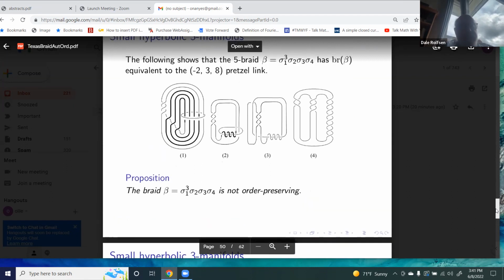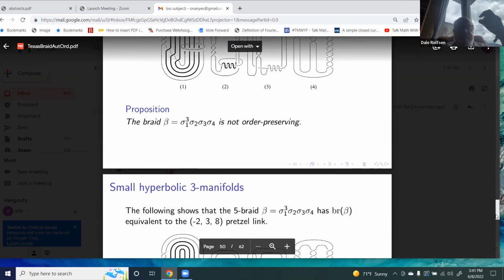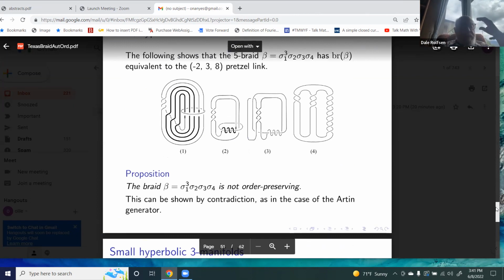On the other hand, that braid, sigma 1 cubed, sigma 2, sigma 3, sigma 4, is not order preserving. We see that by a calculation, argued by contradiction, as in the case of the Artin generator sigma i.